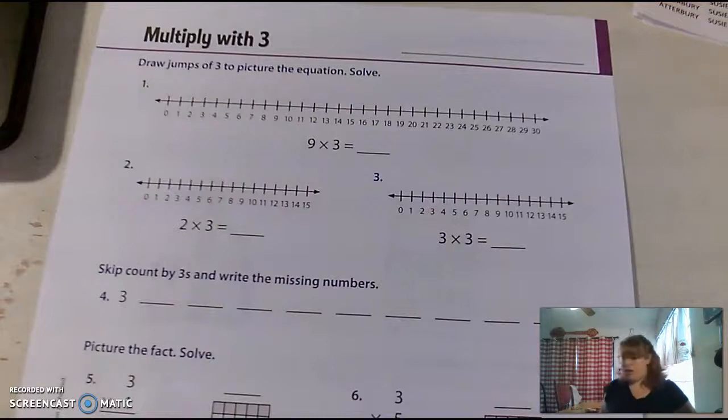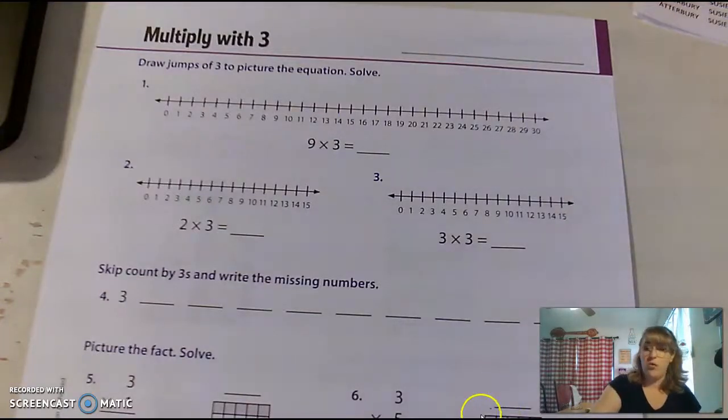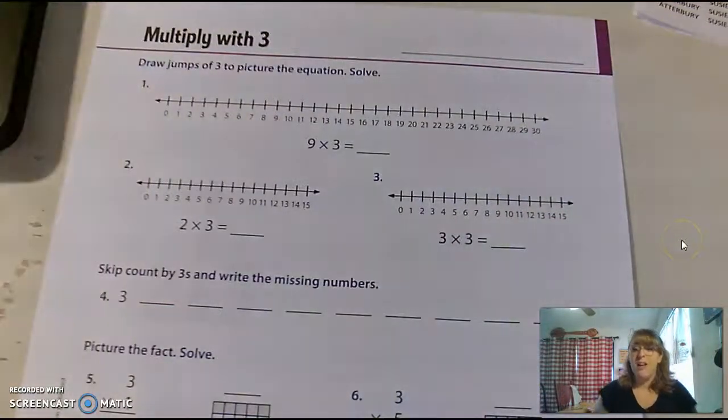Multiply by 3. Okay. I put a fun little video on Canvas right above these math pages. It's an old video. It's called Schoolhouse Rock, but it is great. And we're going to listen to just a little bit of it in just a second, okay?